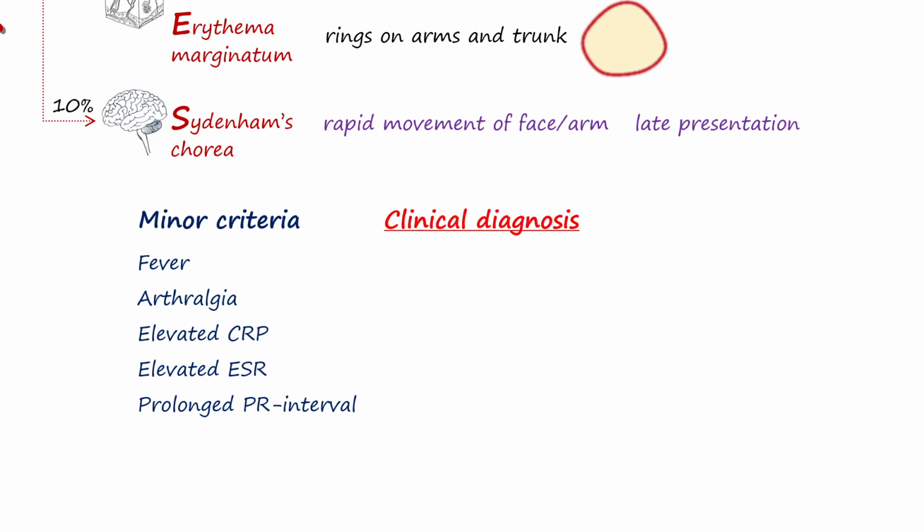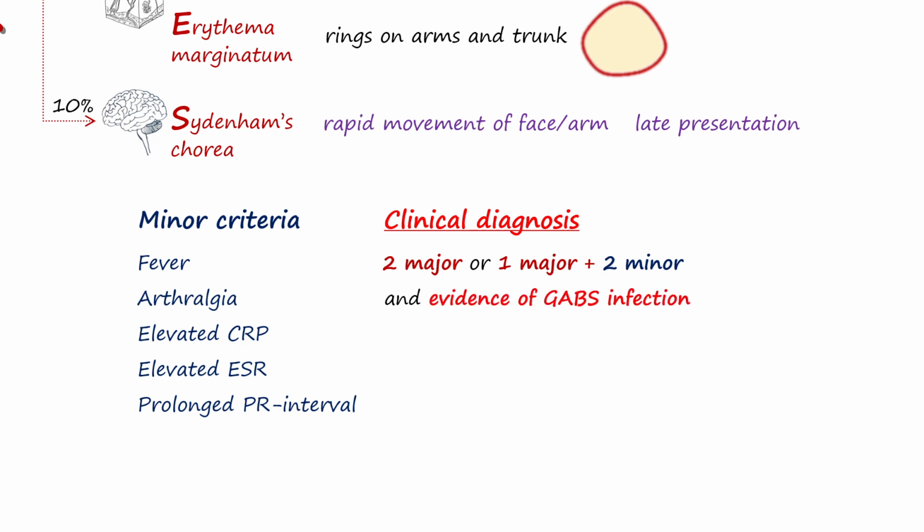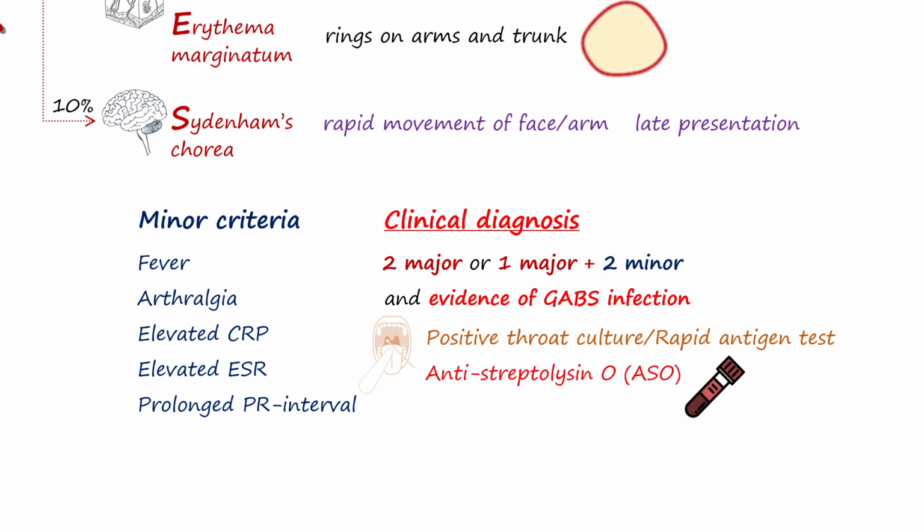The clinical diagnosis of acute rheumatic fever requires either 2 major manifestations or 1 major and 2 minor manifestations. Additionally, there should be evidence of a preceding infection with group A beta hemolytic Streptococcus, typically confirmed through a positive throat culture, rapid streptococcal antigen test, or blood tests indicating elevated levels of anti-streptolysin O or anti-DNase-B. Only about 20% of cases exhibit a positive throat culture during acute rheumatic fever.